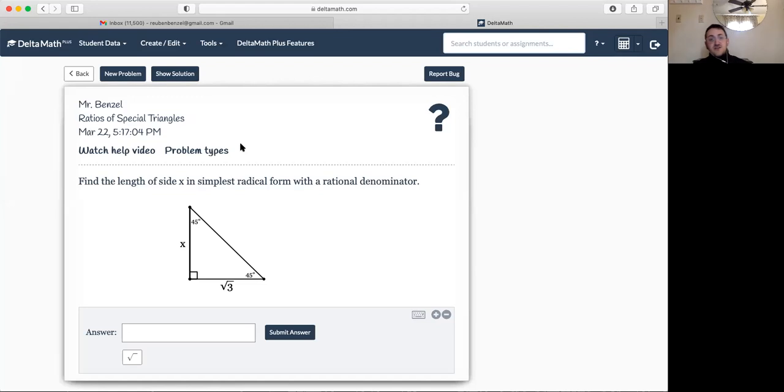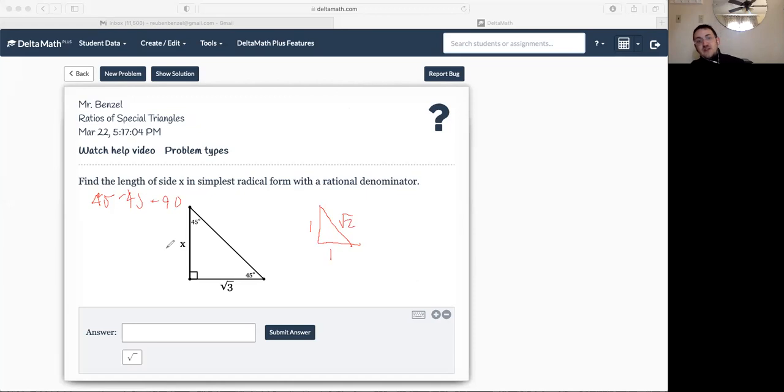All right, so this is a pretty basic one here. We have a 45, 45, 90 triangle here. So that's the first thing that I like to do. I like to classify what it is. So 45, 45, 90. And I like to draw my reference triangle. So I'm going to draw the most basic 45, 45, 90, and that is a 1, 1, square root of 2.